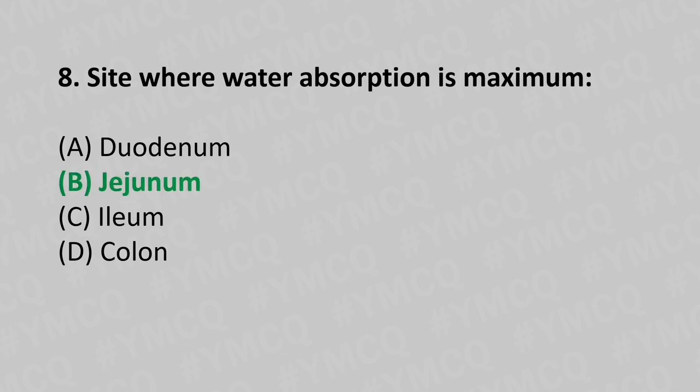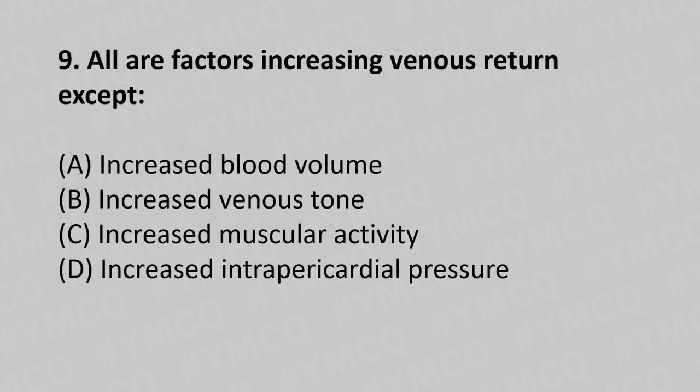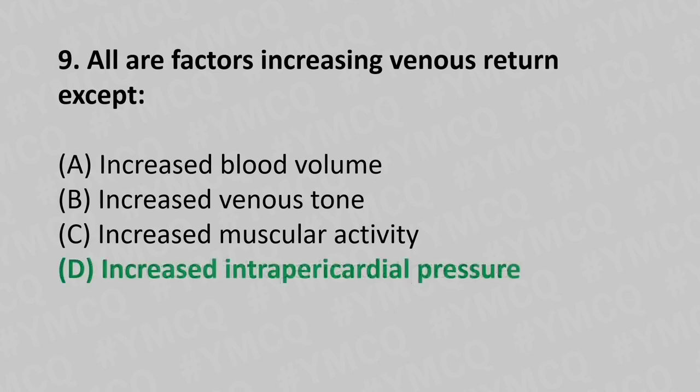Moving to our ninth question. All are the factors increasing venous return except option A, increased blood volume. Option B, increased venous tone. Option C, increased muscular activity. Option D, increased intrapericardial pressure. And the answer is option D, increased pericardial pressure.